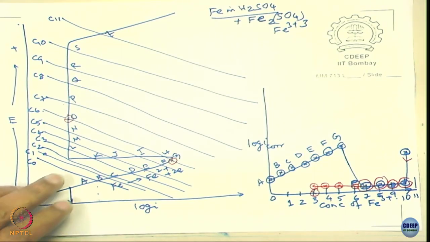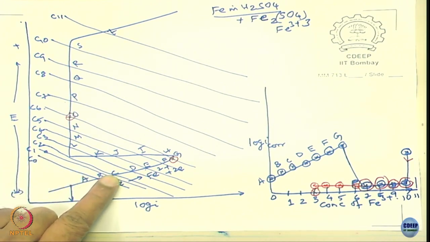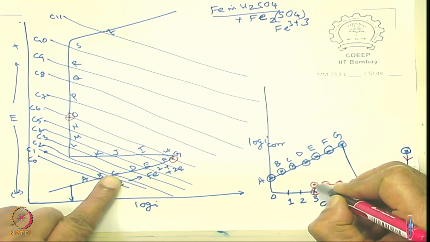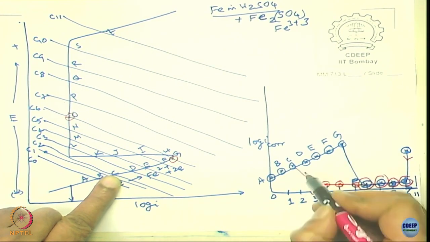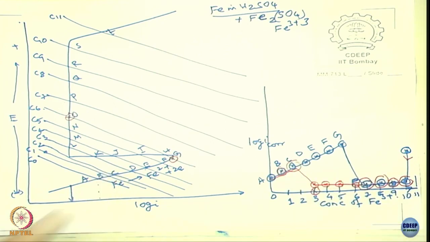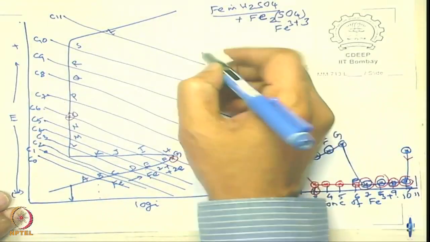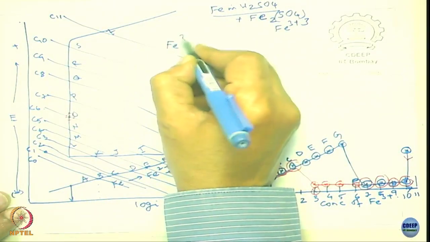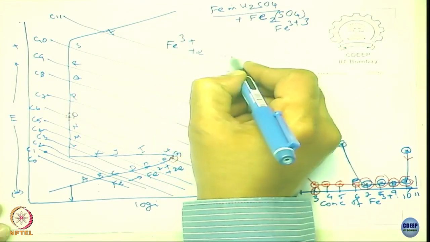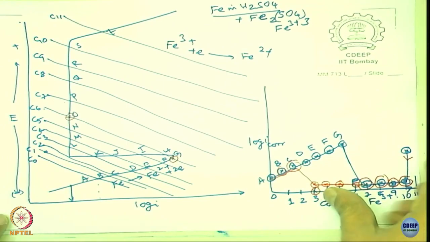Then what happens at C2? At C2, it will go back to C, and then it will follow the same line. Understood? You can label what these all are. All these lines correspond to what? Corresponds to 3+. This electron gives you 2+. Okay.